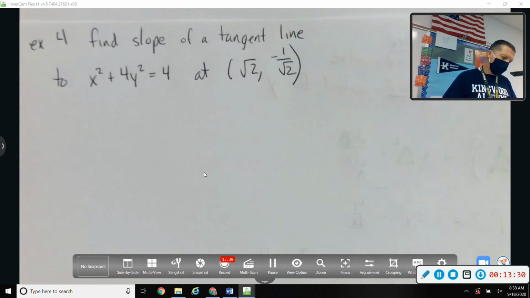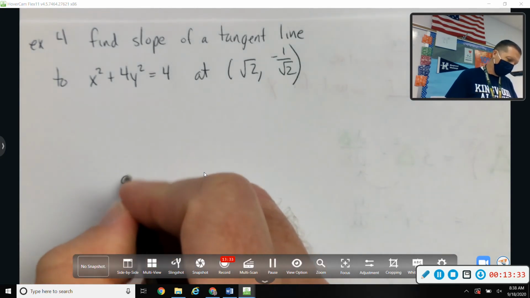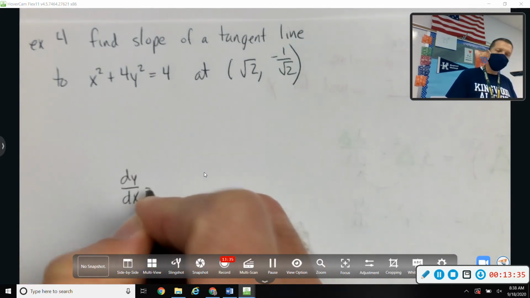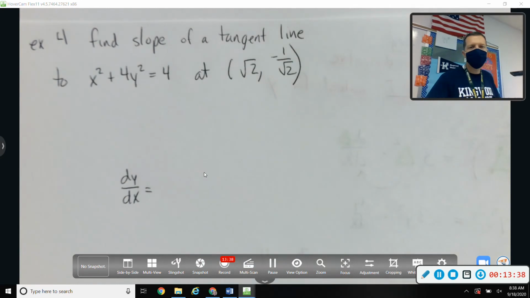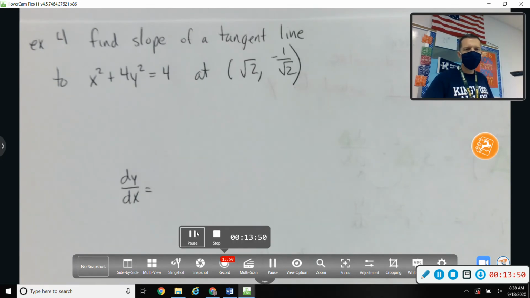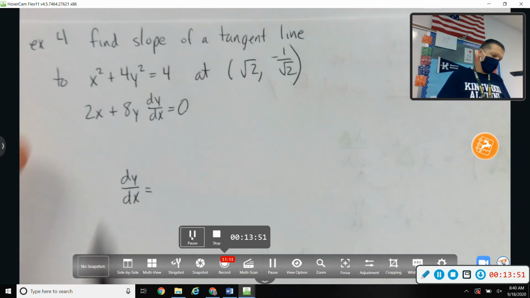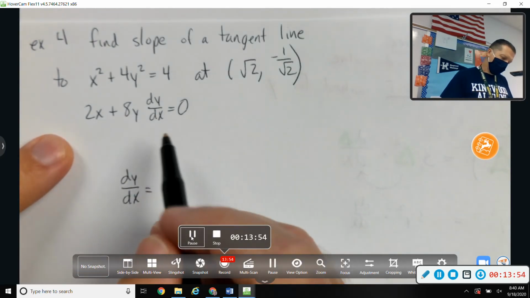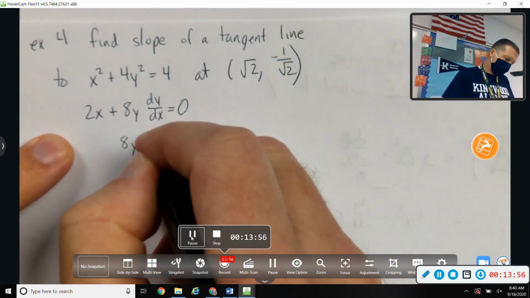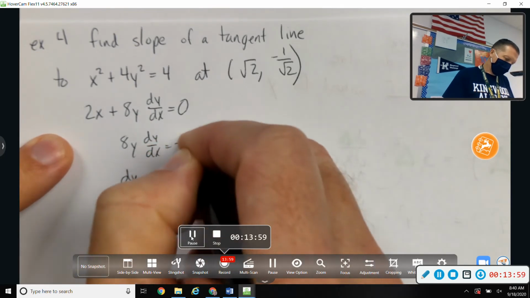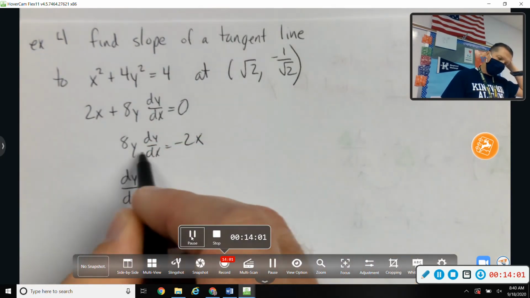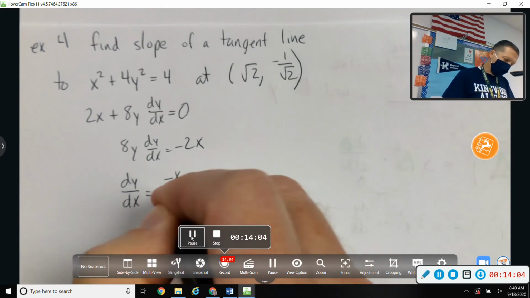Why don't you try that and see if you can get down to at least what dy/dx equals, and then if you have trouble plugging in, that's fine. Maybe you can take it all away. So I'm going to pause it while you see if you can solve that thing for dy/dx. So there's the next step. 8y dy/dx equals negative 2x. I divide both sides by 8y, I get negative x over 4y.